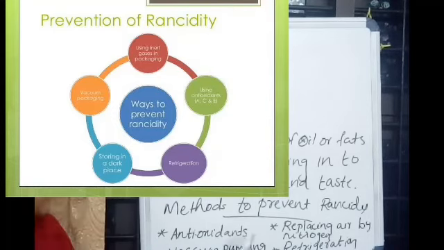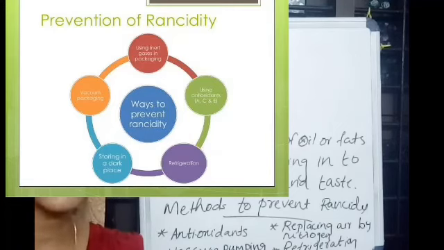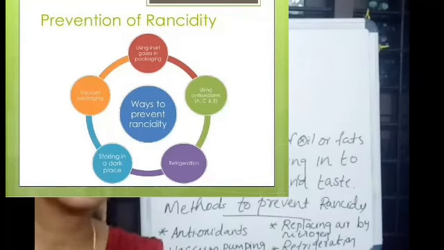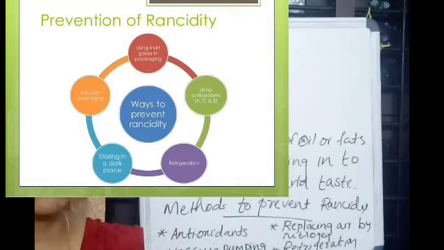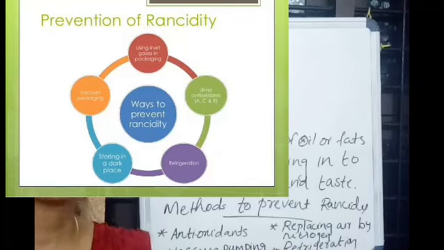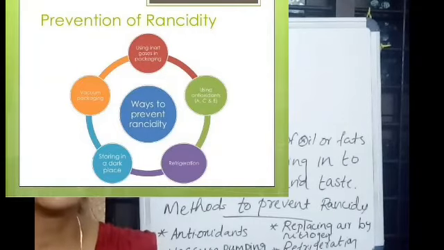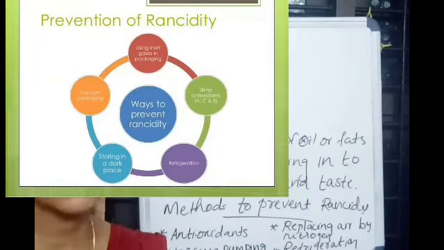And the third one, replacing air by nitrogen. This air contains oxygen, so the presence of air increases the chance of rancidity. So if we remove the air from the packet and fill any other gas, we can reduce the effect of oxidation. And the last one, the normal method of prevention, refrigeration. Refrigeration provides low temperature, so low temperature reduces the effect of oxidation.